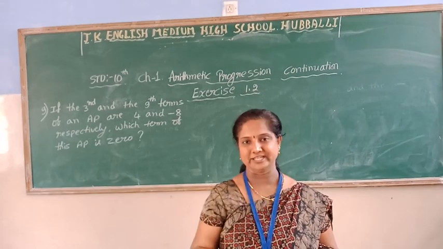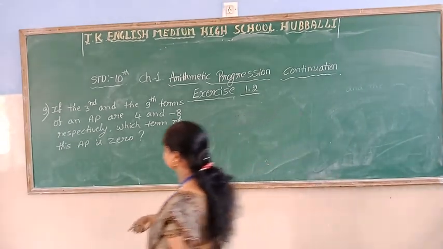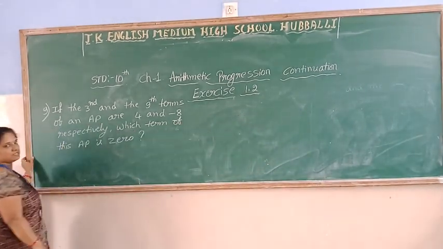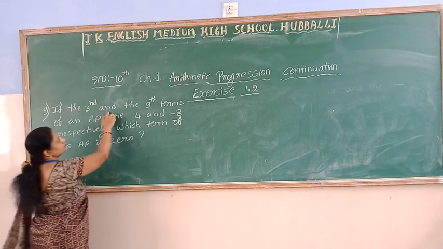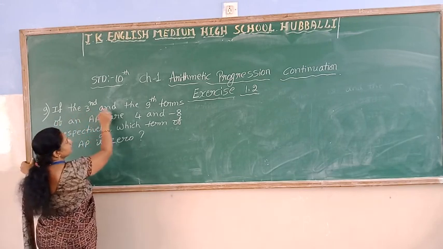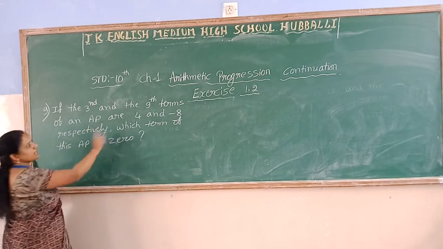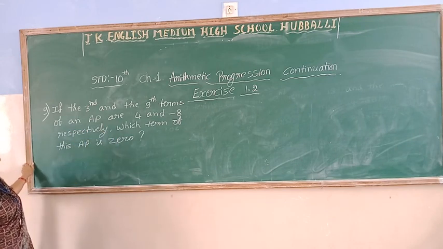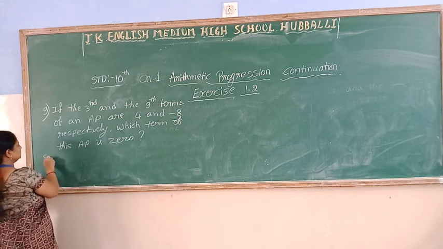Let us solve now the 9th question. You read the 9th question now. The 9th question is, if the third and the 9th terms of an AP are 4 and minus 8 respectively, which term of this AP is 0, they asked. So what they gave now, you have to write it.